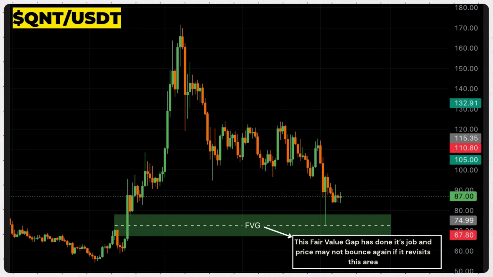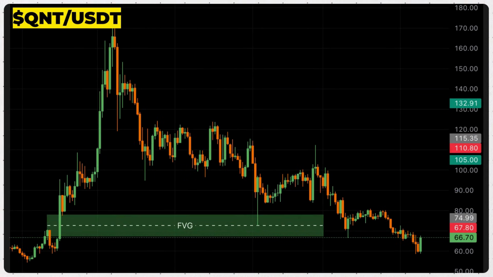If you see that a fair value gap has already been mitigated, you should not expect price to react again just because the box is still on your charts. This is a common mistake beginners make. Fair value gaps aren't signals, they're areas of interest, and the context around them is what matters.